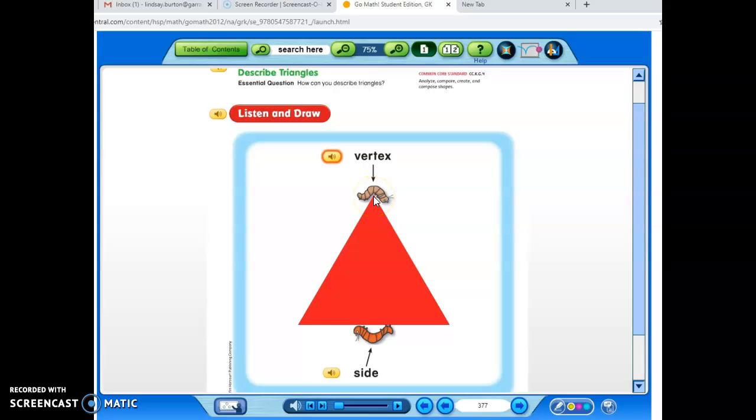So let's touch and count each vertex on this triangle. I see 1, 2, 3. I want you to take your pencil and circle each vertex you see on this triangle. 1, 2, 3. Let's draw a circle around each vertex, each point.